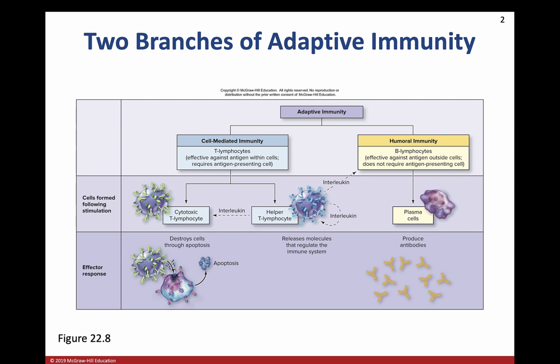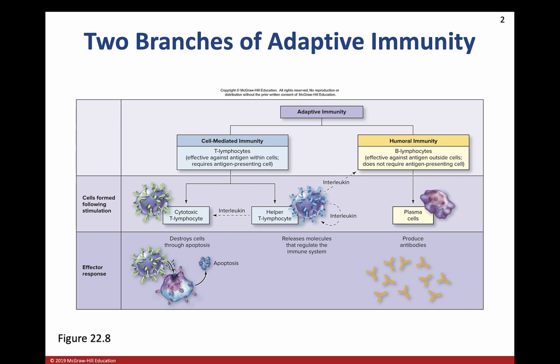So as we can see here, we basically have two branches. We have cell-mediated immunity, and this is actually going to be mediated by T lymphocytes. And remember, these lymphocytes are effective against antigens within cells. And another important thing to remember here that we'll see a little bit later is they require antigen-presenting cells. Once they are stimulated, they will form either cytotoxic lymphocytes or helper lymphocytes.